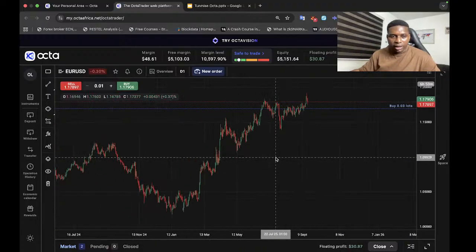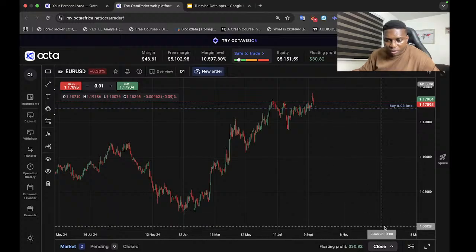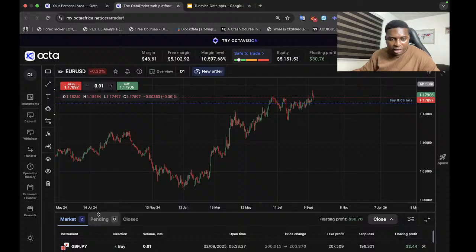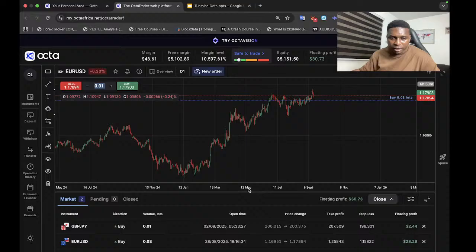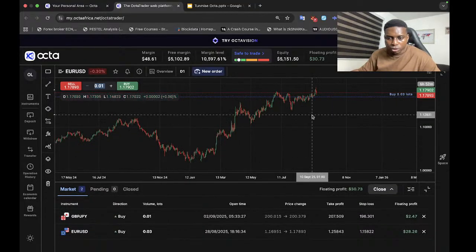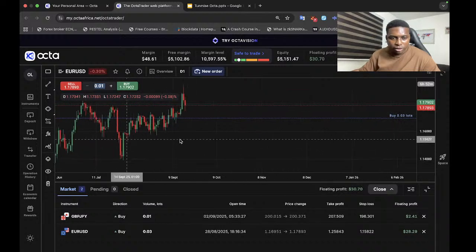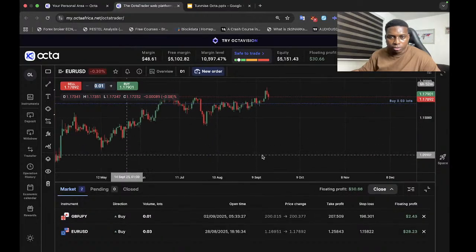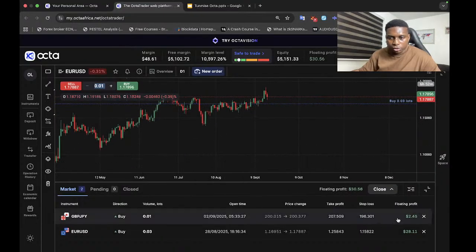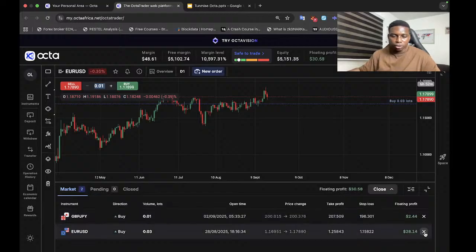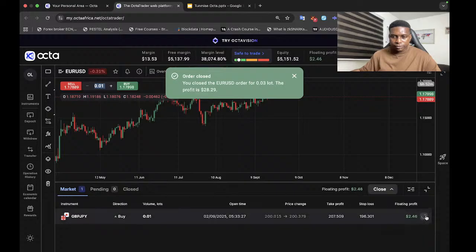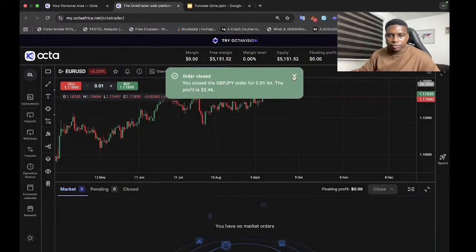So currently, let's see if we have any position currently opened. Okay, currently we have two positions opened. This is from our last session. You can see that on Euro USD we are in profit, and on GBP JPY we are also in profit. So I'm going to close this trade while we take new trades from today. Okay, awesome.